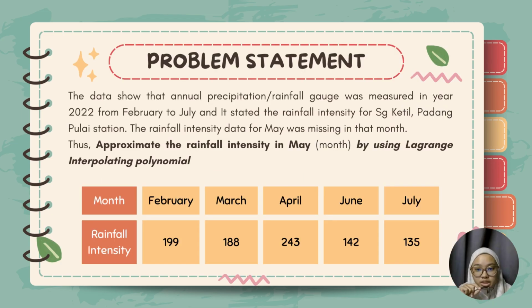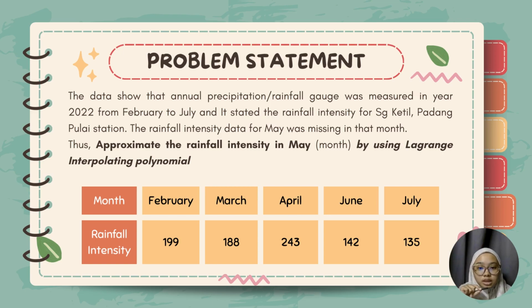So for the problem statement, the data showed that annual precipitation or rainfall was measured in the year 2022 from February to July, and it states the rainfall intensity for Sungai Kedil, Padang Police Station. The rainfall intensity data for May was missing in that month. Thus, approximate the rainfall intensity in May by using Lagrange interpolating polynomial.